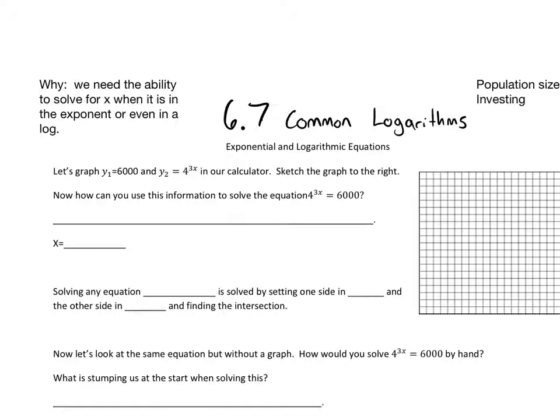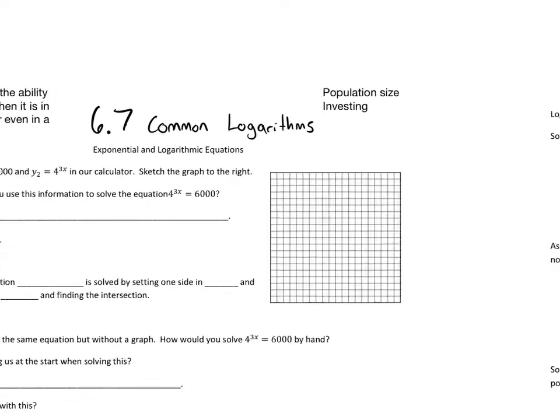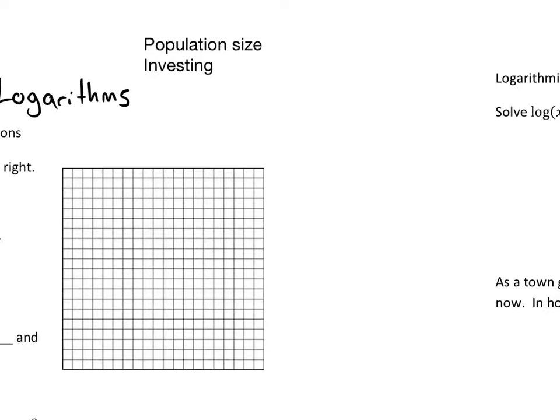So let's get started. It says graph y1 is 6,000 and y2 as 4 to the 3x power in our calculator, and sketch the graph to the right. Now, I will say, after I went into y equals and typed those in, I went to the window button, which on the calculator, here's the screen. The window button is right next to y equals, right? So window button's right there.